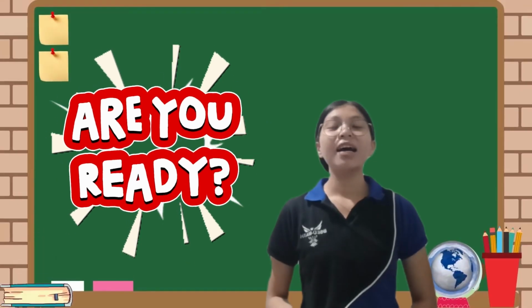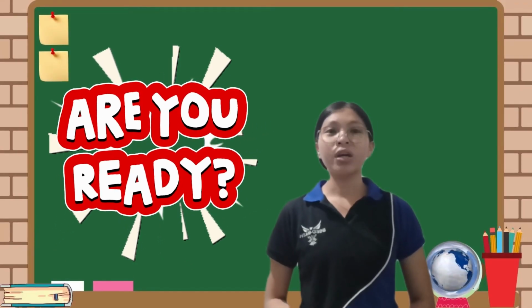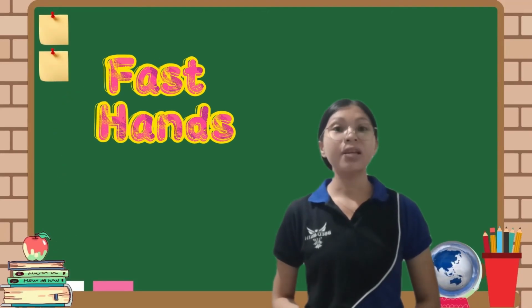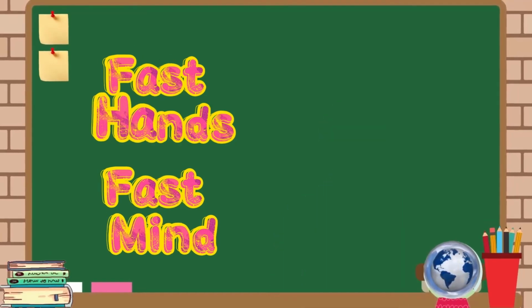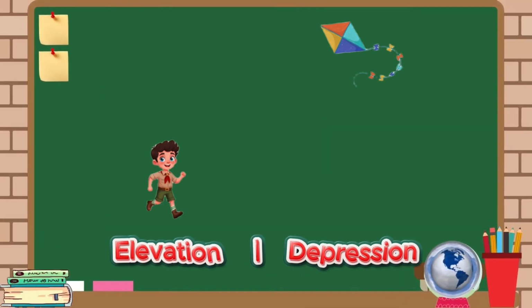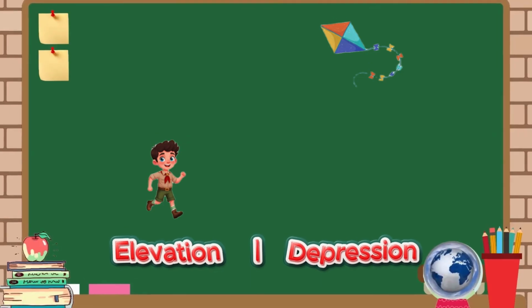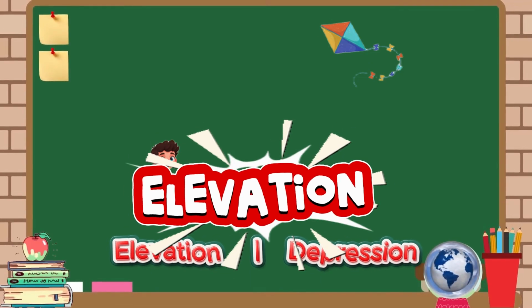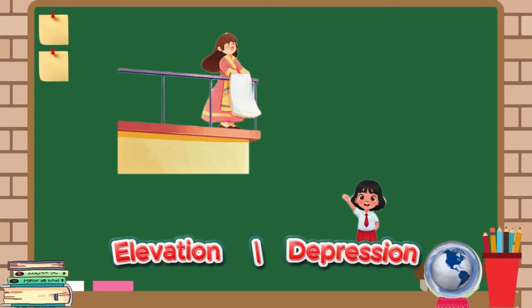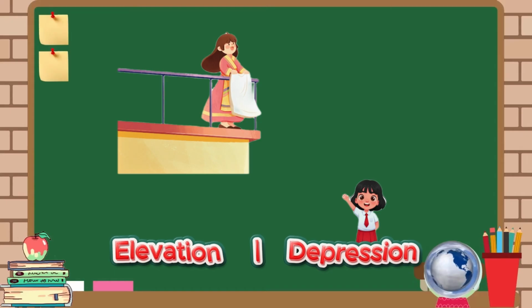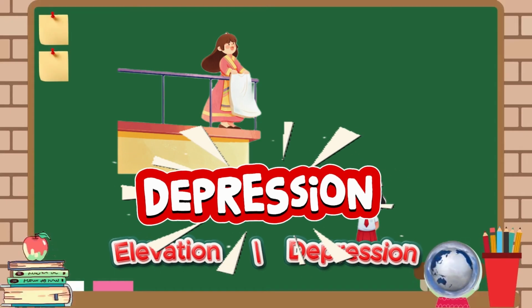Are you ready? Let's start with a quick challenge to activate your math eyes. I call it Fast Hands, Fast Mind. A boy looks up at a kite flying in the sky. Show me. Excellent. I see elevation. A girl looks down from a balcony to see her friend. Show me. Perfect. It's depression.